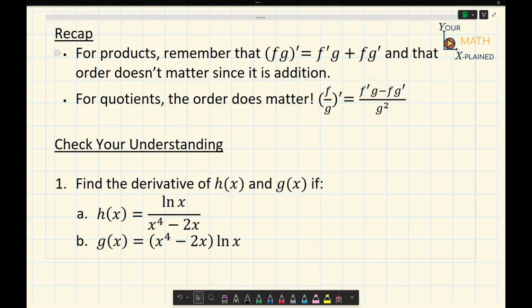And now it is your turn to give this a try. Can you find the derivative of the two functions on the screen here? Make sure to leave your answer in the comments below and let us know what other calculus topics you'd like to see in the future.